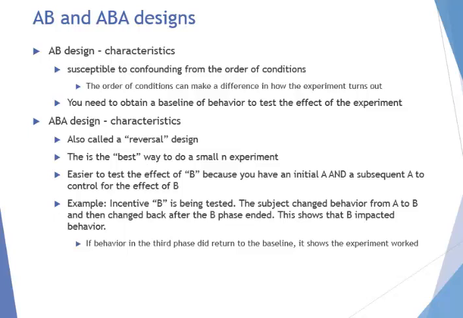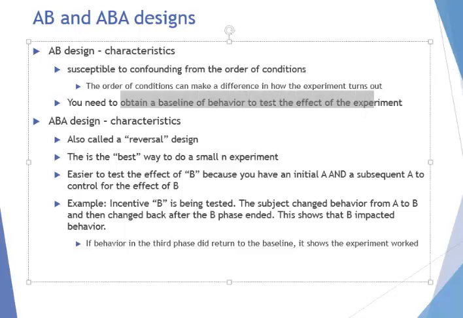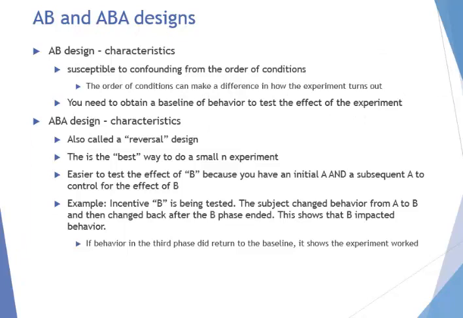Maybe the child started behaving better because the parents started paying more attention to the child, or because the child grew older, or whatever it is. There's no real good way to know that the reason for the child's behavior at that time was specifically the independent variable. So you need to obtain a baseline of behavior to test the effect of the experiment. You don't know that your original A phase was really a good baseline. ABA, on the other hand, tries to help that. It's called a reversal design. This is the best way to do a small n experiment. And the reason is because what you're trying to do is limit the possibility of a confounding variable.